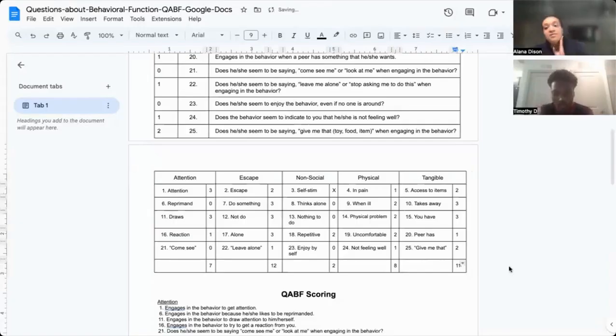All right, so we got our totals. For attention, we got 7. Escape, we got 12. Non-social, we got 2. Physical, we got 8. Tangible, we got 11. So, all right, your kid has some pretty high scores.